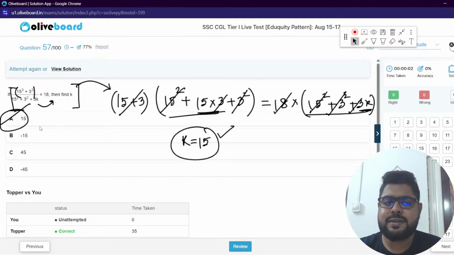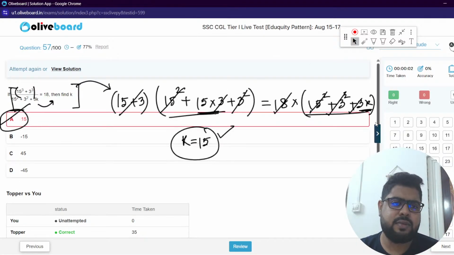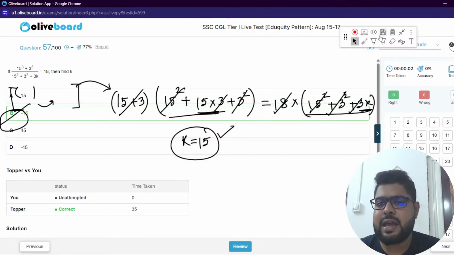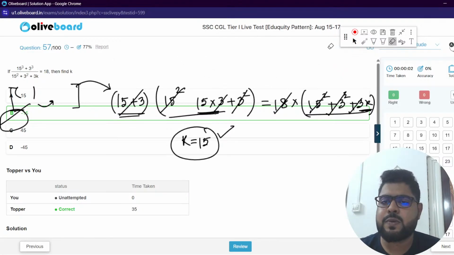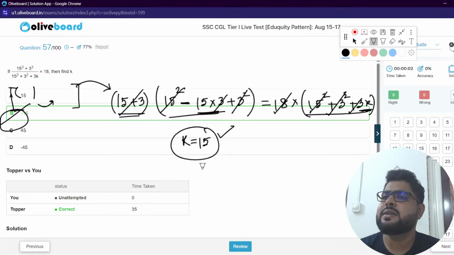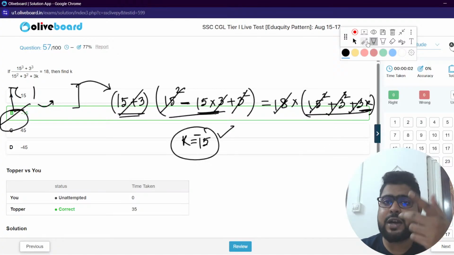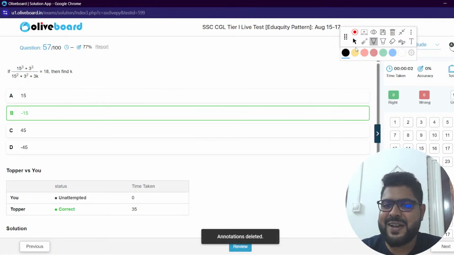Sir, it is not. One second, there is a mistake. It will be minus 15. The formula is a cube plus b cube equals a plus b into a square minus ab plus b square. I put a plus instead of minus. My mistake, it is minus ab. Extremely sorry. I had made a mistake, like negative marking to me. Okay.